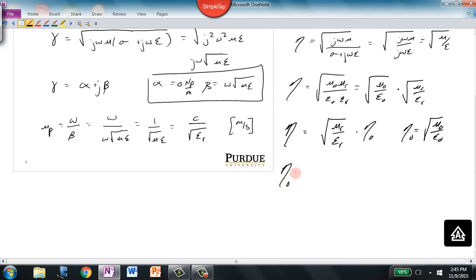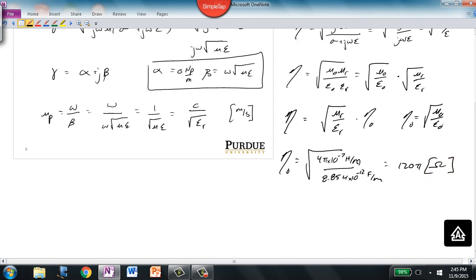And if we do that math, we get 4 pi times 10 to the minus 7th henries per meter over 8.854 times 10 to the minus 12 farads per meter. We do that math and you get 120 pi ohms. And what this tells us is that a plane wave traveling in a lossless media is going to see an impedance, just like a voltage or current wave traveling in a conductor sees an intrinsic impedance or a characteristic impedance.